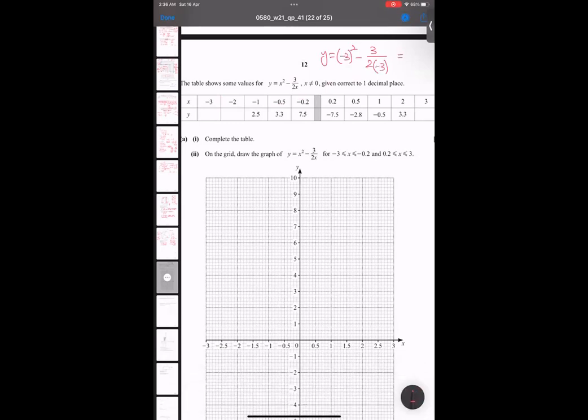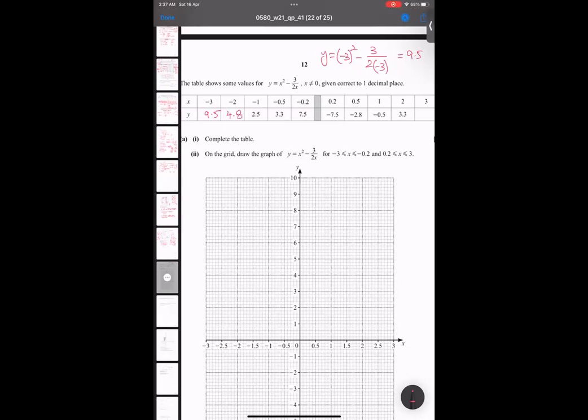And the answer for this one is 9.5. I'm getting 9.5. And similarly, if I plug in -2 in my calculator, 3 divided by 2 times -2, I'm getting 4.75, which becomes 4.8.